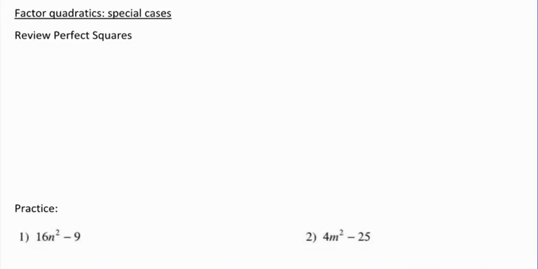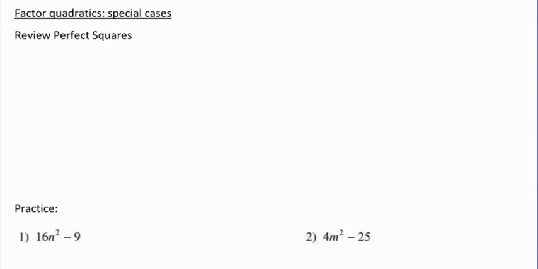In this video, we will learn how to factor quadratics that are considered special cases. So first, just a quick review of perfect squares. Perfect squares are numbers where their factors are the same. So for example, 1 squared is 1. 1 is considered a perfect square. Or 2 squared is 4. 4 is considered a perfect square.